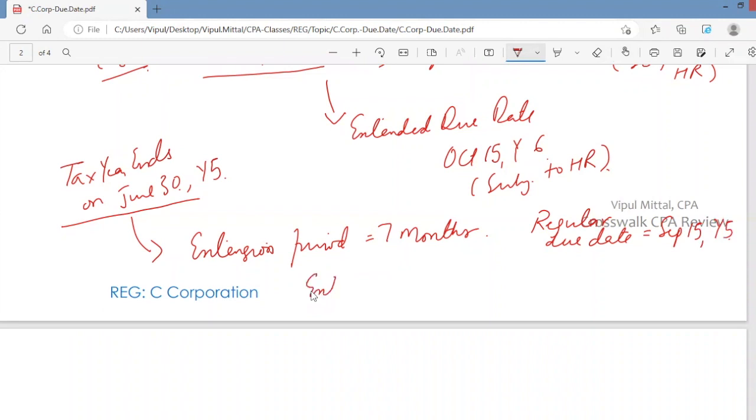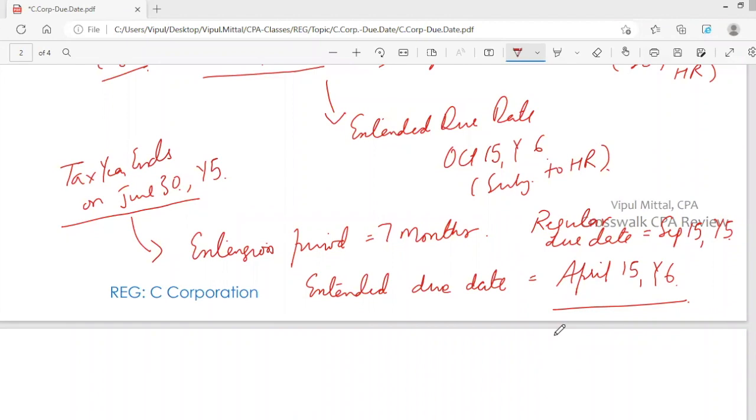And the extended due date is April 15th, year 6, 7 more months to file the tax return by filing Form 7004. You should note here that all the due dates are subject to the holiday rule.